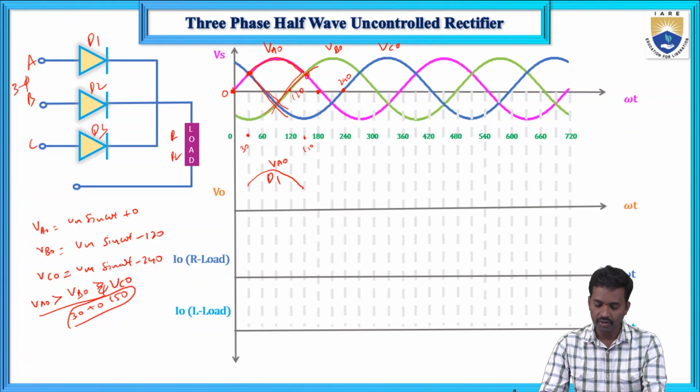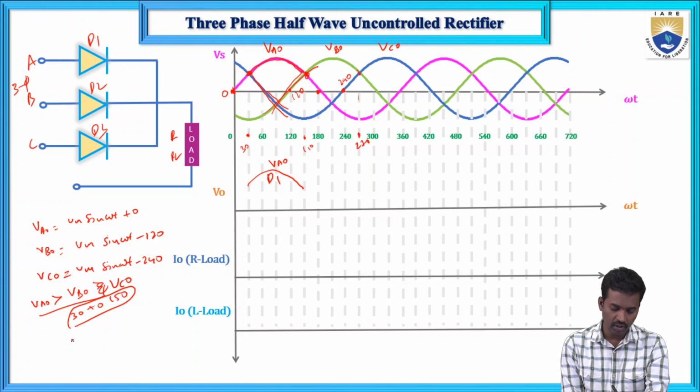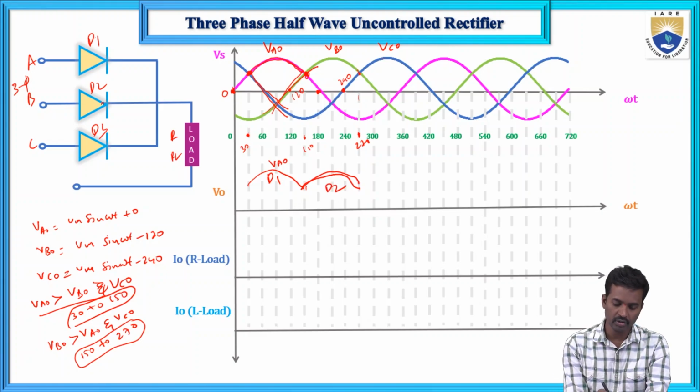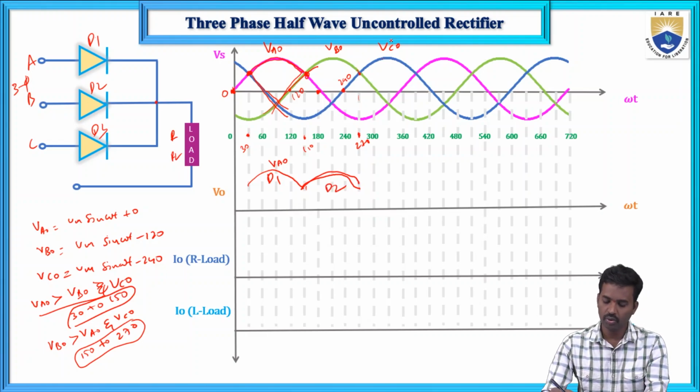And now from 150 to 270, VB0 is greater than VA0 and VC0. This is the case in this period. So from 150, the D2 diode will conduct, because VB0 is greater, so D2 diode will conduct.